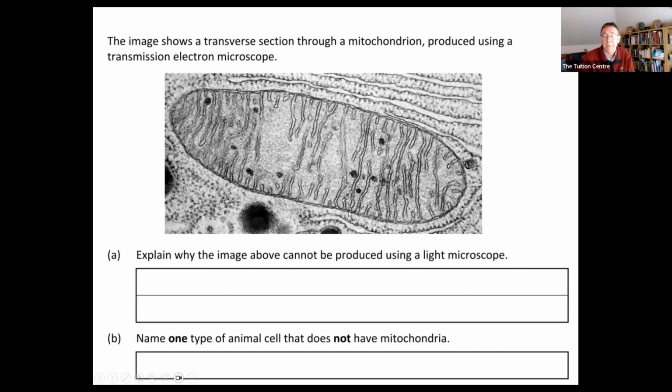So the answer, for one example, is red blood cells. Red blood cells don't contain mitochondria, and there's a very good reason for that. Their job is to carry oxygen around the body, and if they had mitochondria, that oxygen would be used up by the mitochondria. So it makes sense for them not to have mitochondria, because then they'd be using up the very stuff they're supposed to be transporting.